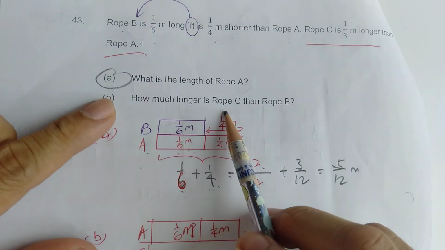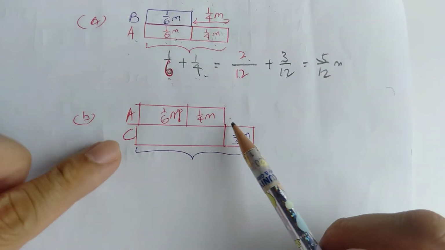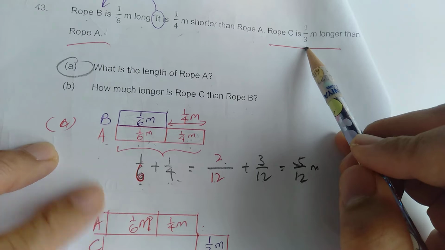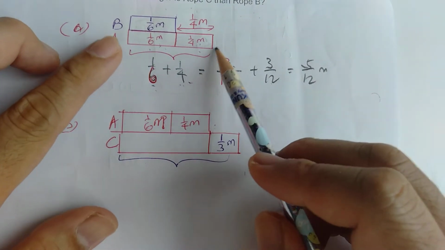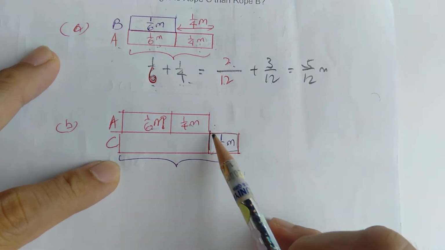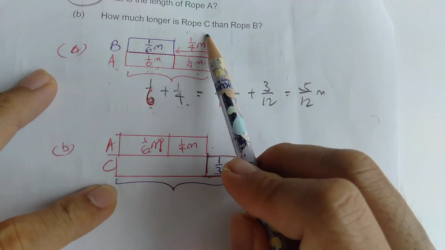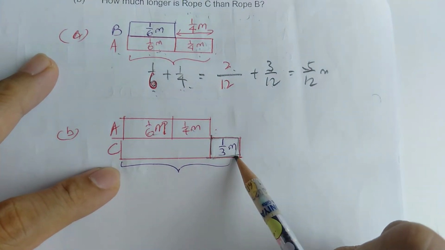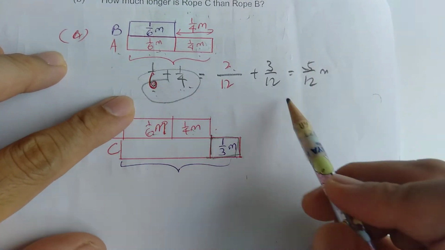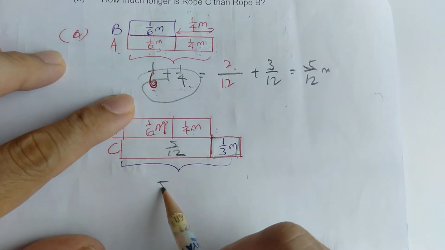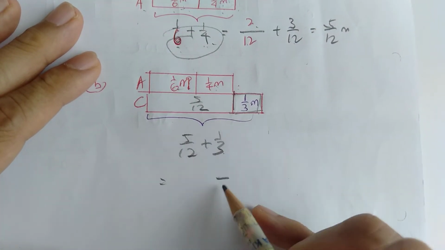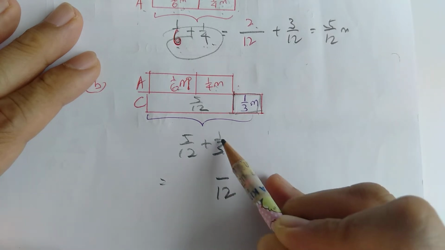Next, how much longer is rope C than B? Now I have my second model. Right, now I need to find C. They say that C is 1/3 meter longer than A. So I have my A already, right? 1/6 and 1/4. Rope C is 1/3 meter longer. So how much longer is C compared to B? First, I must find the length of C, which is simply here. This part is 1/6 plus 1/4. We have it here, right? Which is 5/12. So 5/12 plus 1/3. I change my 1/3 here to an equivalent fraction with denominator 12. 3 times 4, 1 times 4.